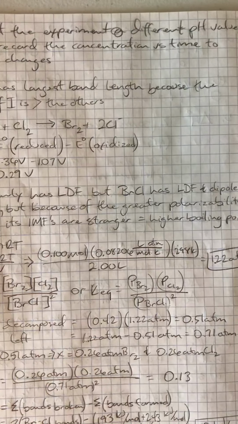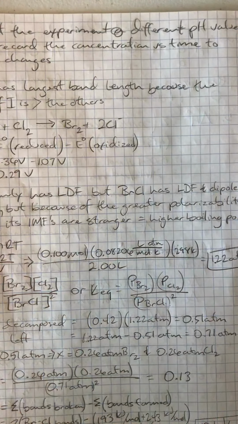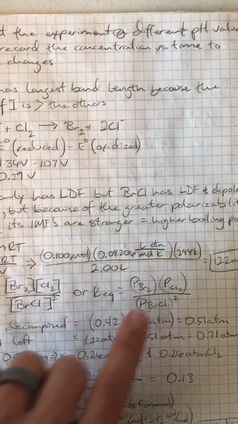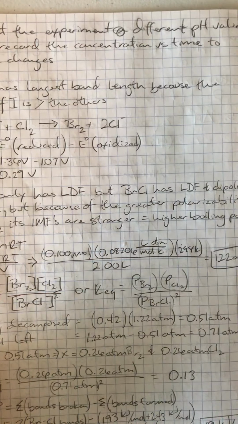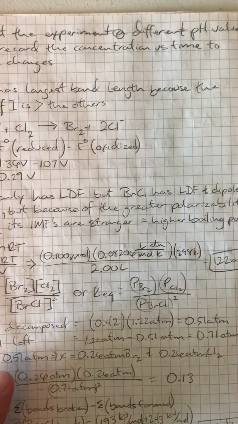Then it asks you about a 0.1 mole sample of bromine chloride placed in a rigid container. So basically you have to use PV=nRT. Then it asks you to write the expression for the equilibrium constant. You can write it as this or as this. And then part F asks you to determine the value of it.